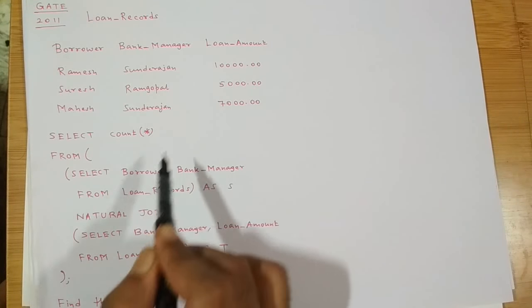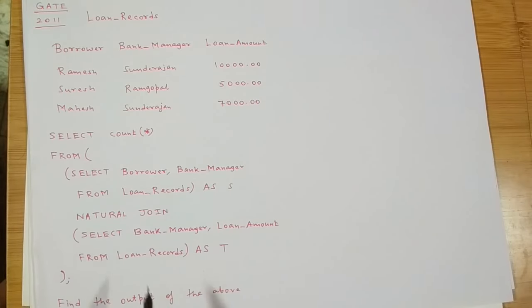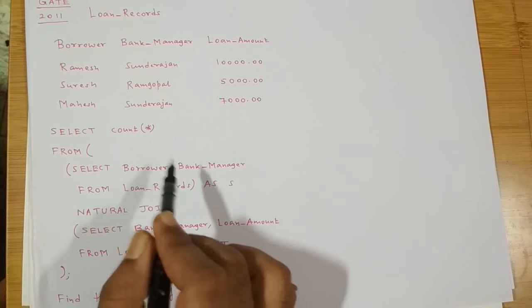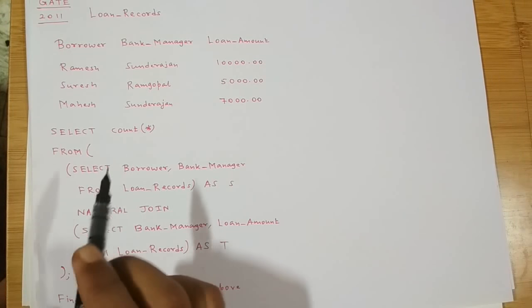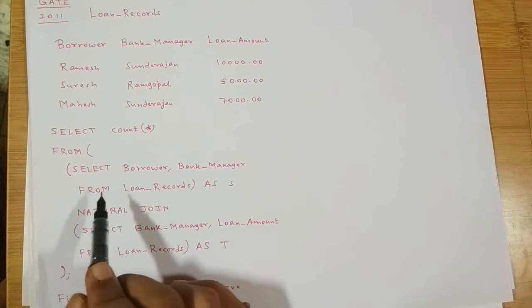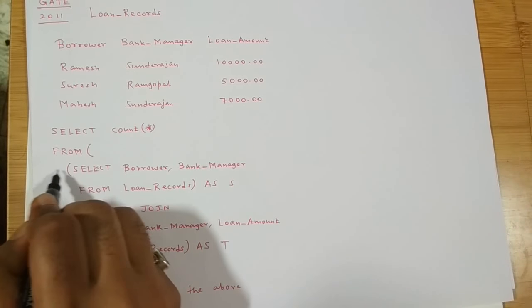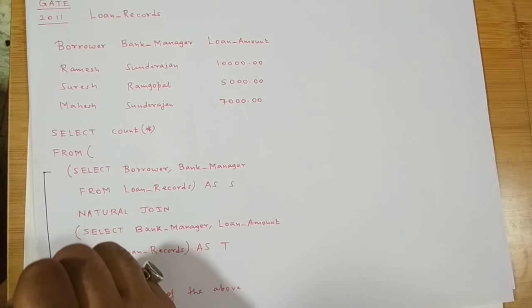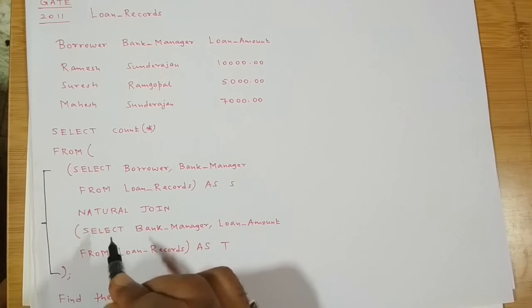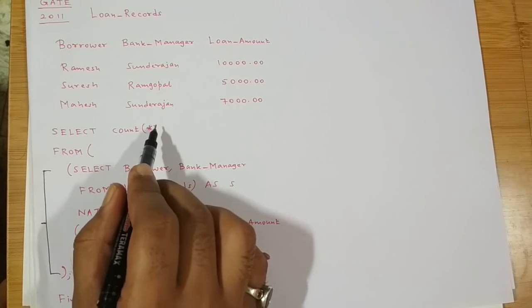So we have been given this query, and we are asked to find the output of the above query. In order to solve this, we'll go step by step. We can see that this is a case of nested query. So we'll solve the inner part first, and then we'll see how it relates to the outer part, that is select count star.